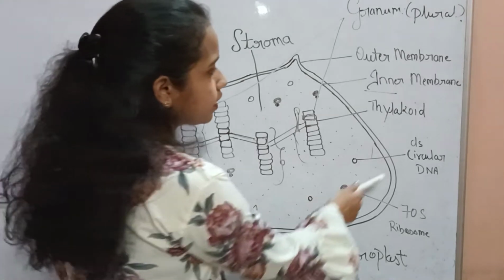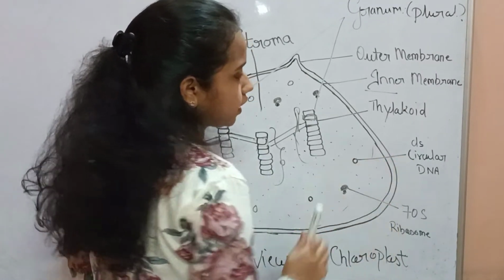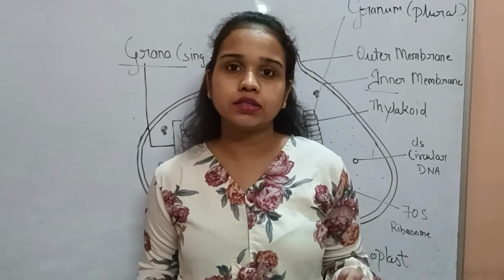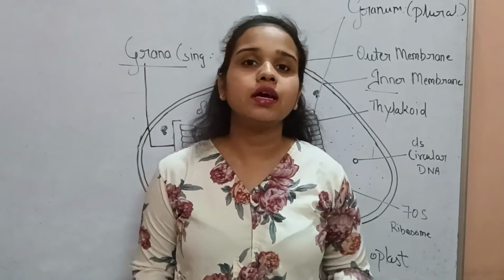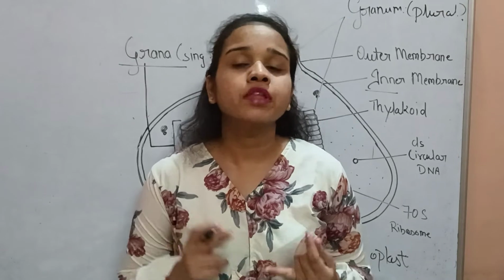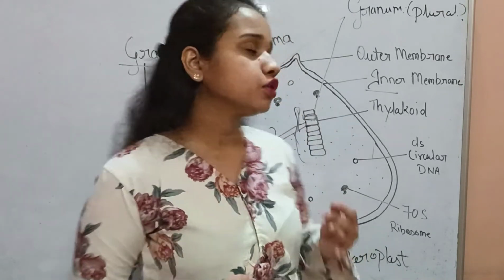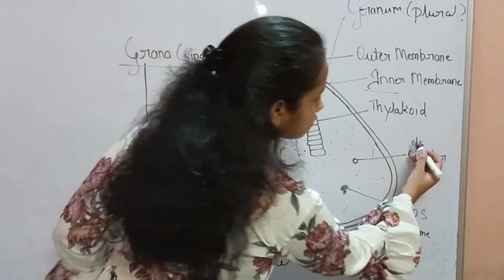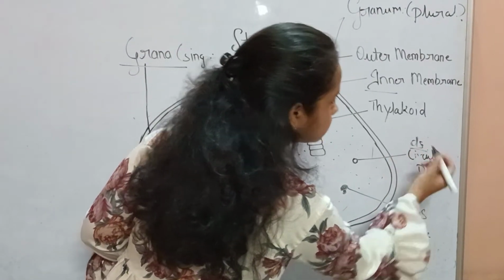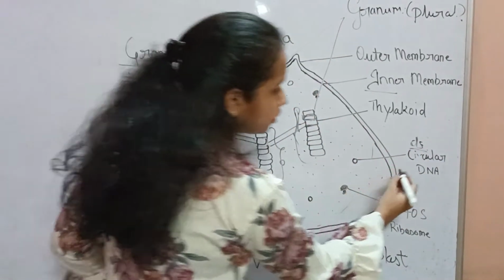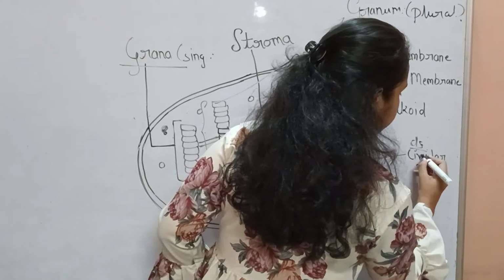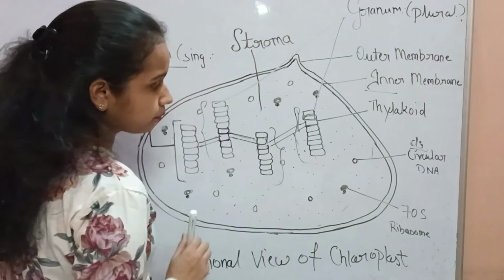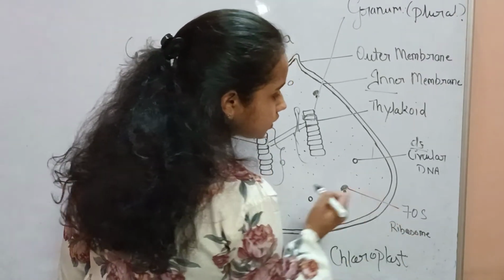Next we can see here is the double-stranded circular DNA. We all know that the only two cell organelles which have their own DNA and RNA are mitochondria and chloroplast. So chloroplast has double-stranded, DS means double-stranded, circular DNA and it has 70S ribosome.